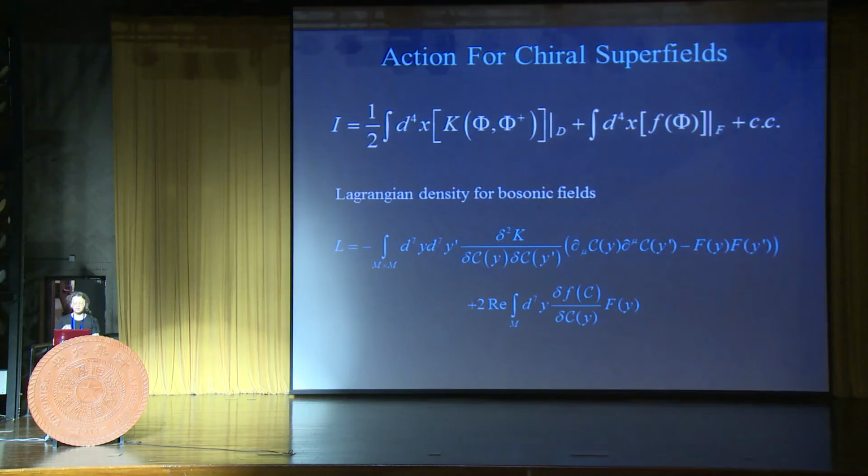Since we treat y as a continuous label, the sum over y is like summing over these labels, and we run into functional derivatives. But otherwise, the formalism is completely the same as if we have just a discrete number of fields.